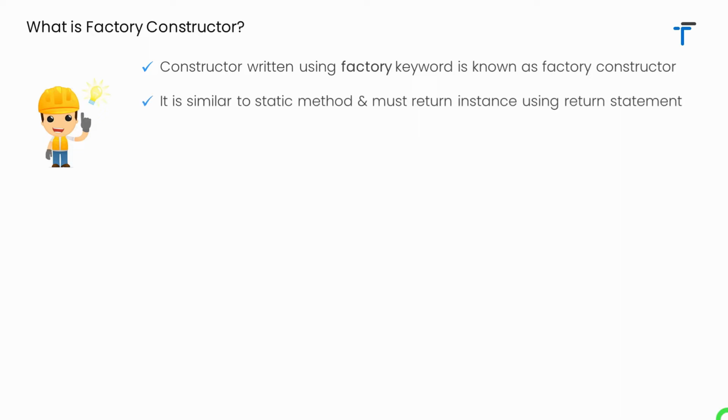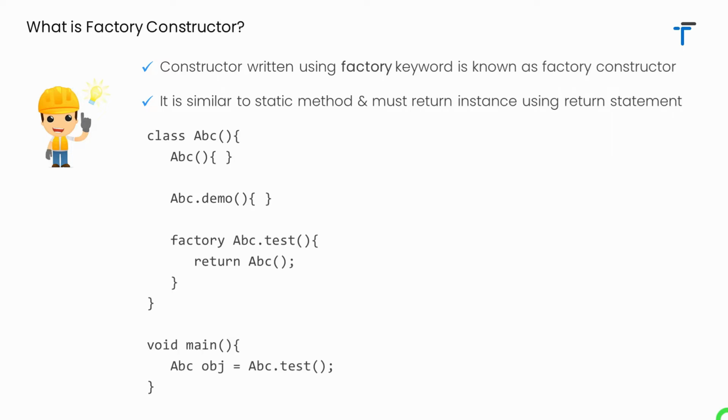A factory constructor is similar to a static method and it must return an instance using the return statement explicitly. Why am I saying that it is very much similar to a static method? Because it has no access to the this reference and it cannot access the instance members, that is, the instance data and the instance methods of the class. And it must return an instance using the return statement.